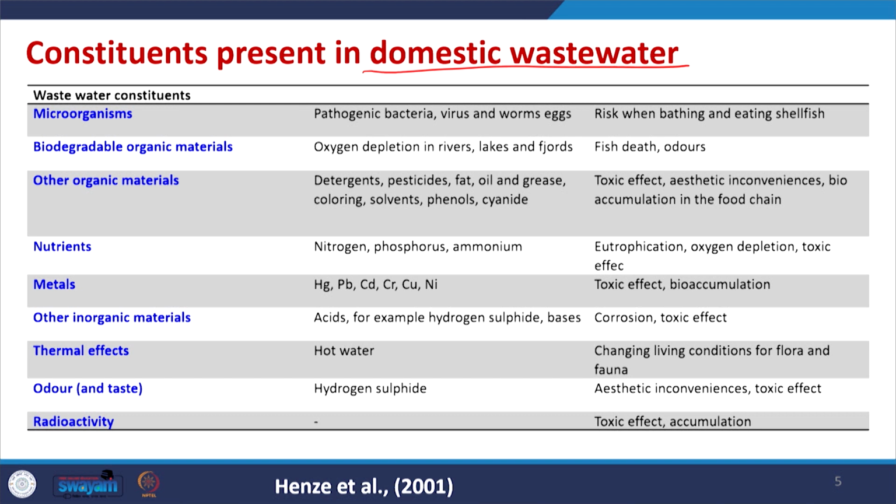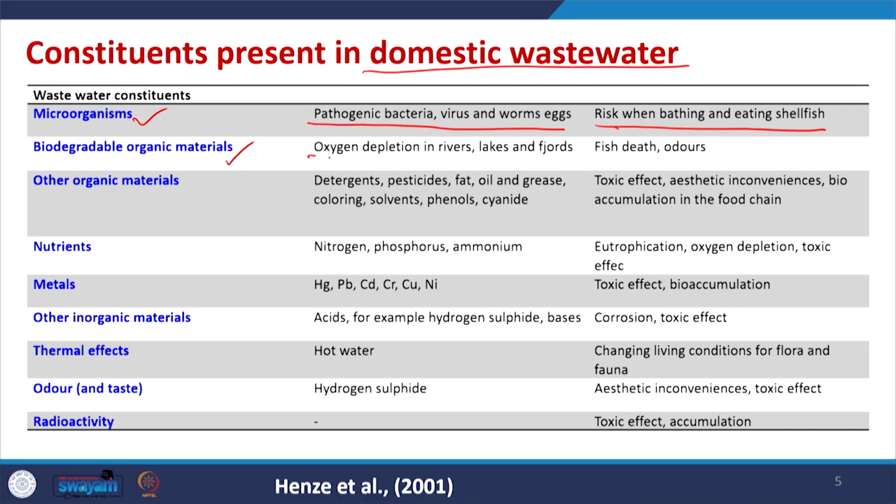So, in the domestic wastewater we have microorganisms, which may be pathogenic bacteria, viruses, worms, eggs, etc., and they may cause risk when we are bathing or eating, etc. So, this is one problem. Second is that they may contain a lot of biodegradable organic material. So, they will deplete the oxygen inside the river, lake, reservoirs, etc., and fish death may happen, and odorous conditions may happen because anaerobic condition may prevail because of the oxygen depletion.